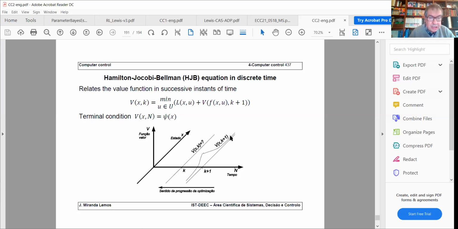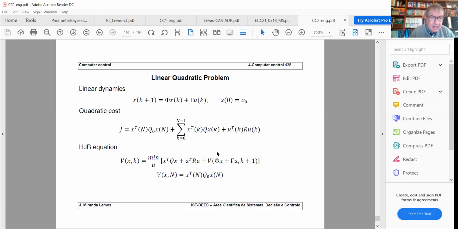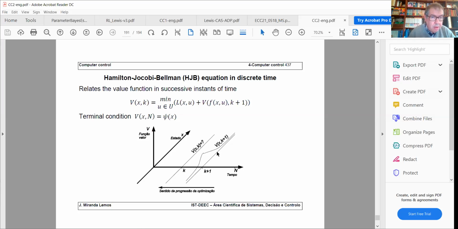So what is the relation of these two quantities? It's very simple. It's written here. It's so simple that I was trying to find another slide, but it's here. So you can relate the value at time k plus 1 and the value at time k by, there should be here one line in which I isolate, remember the definition.